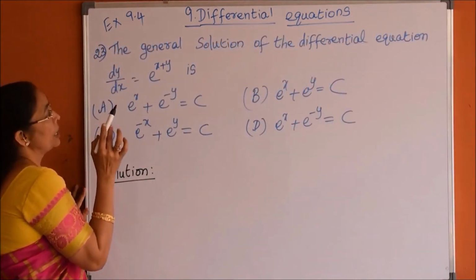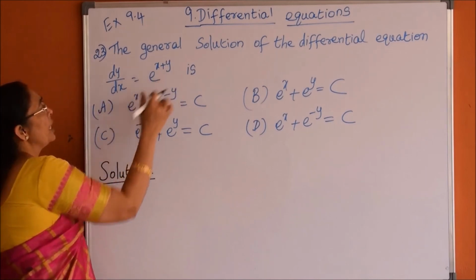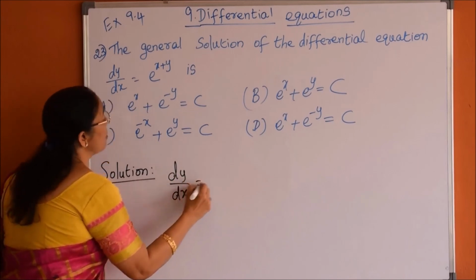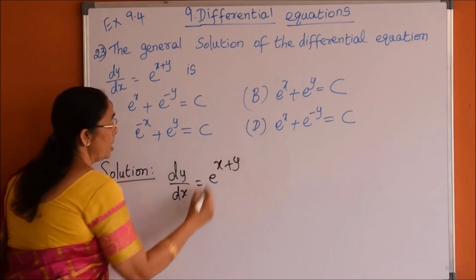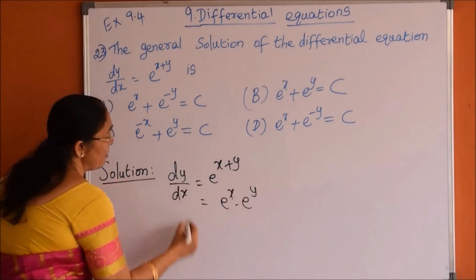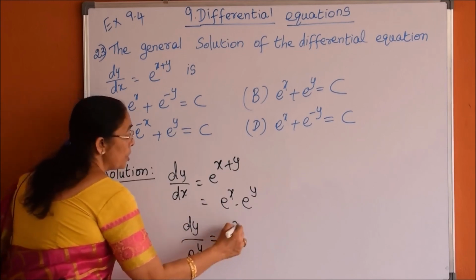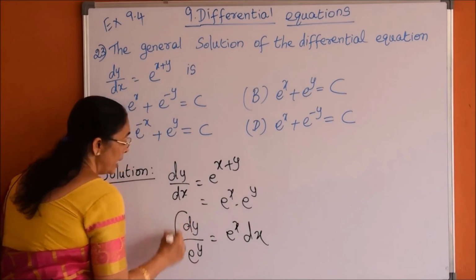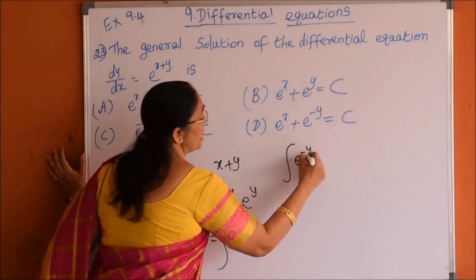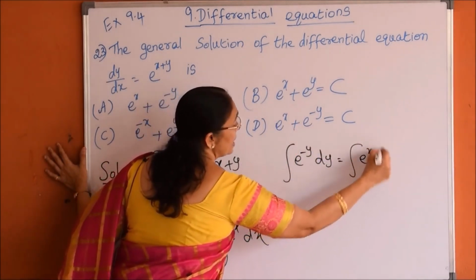23rd problem, the general solution of the differential equation dy by dx is equal to e to the power of x plus y. So, dy by dx is equal to e to the power of x plus y can be written as e power x into e power y. Now, separating the variables, dy divided by e power y is equal to e power x into dx. Integrating on both sides, the left hand side we can write as e to the power of minus y dy is equal to integration of e power x dx.